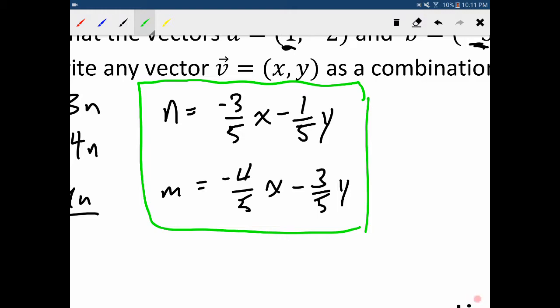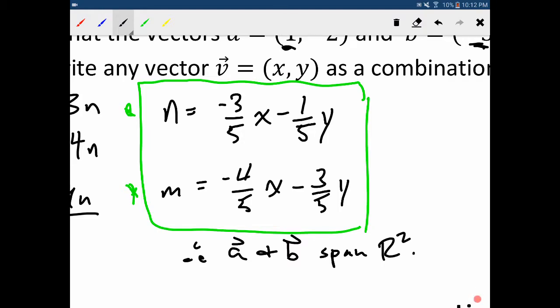Okay, this may seem not terribly important, but it is actually enough to prove that these two vectors span R2. Regardless of what (x, y) is, if I want to build any vector (x, y), I can figure out the necessary n and the necessary m simply by plugging in the x and y values that I'm given. So we can say, therefore, A and B span R2. All right, and that's that.